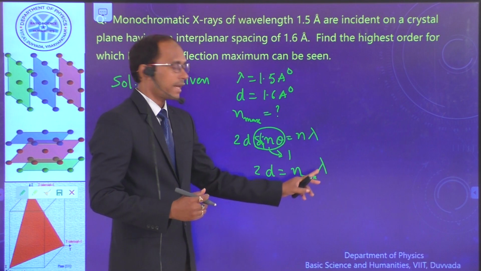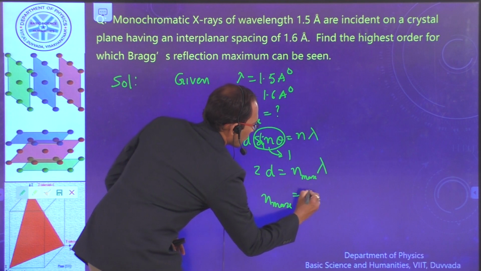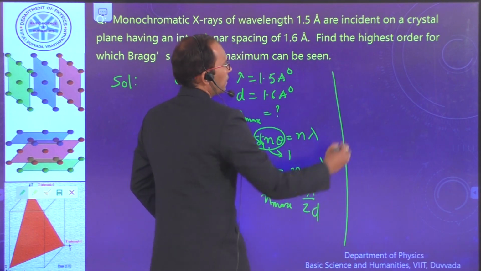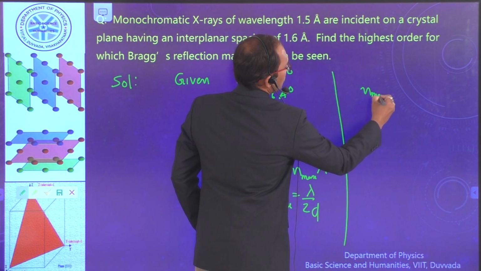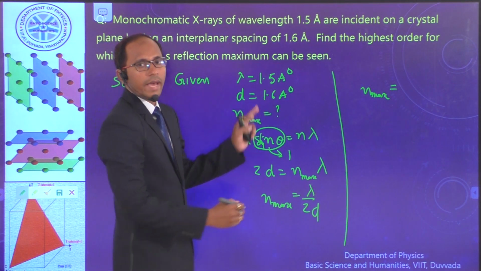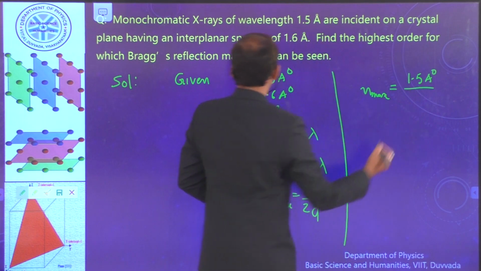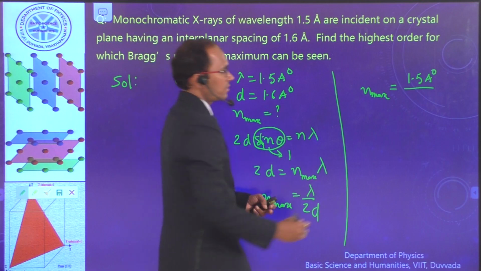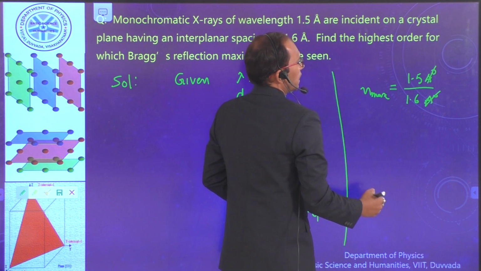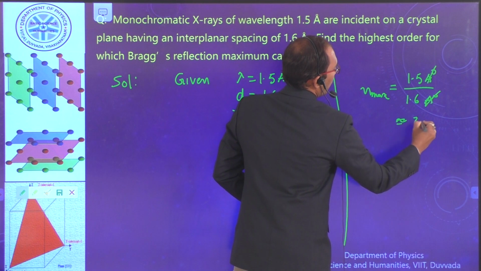So 2d is equal to n max lambda. So n max is equal to lambda by 2d. This is the formula. Now if you substitute, n max is equal to lambda, which is 1.5 angstrom, divided by 2d, which is 1.6 angstrom. Now if you solve this one, you will get something like 2.3.